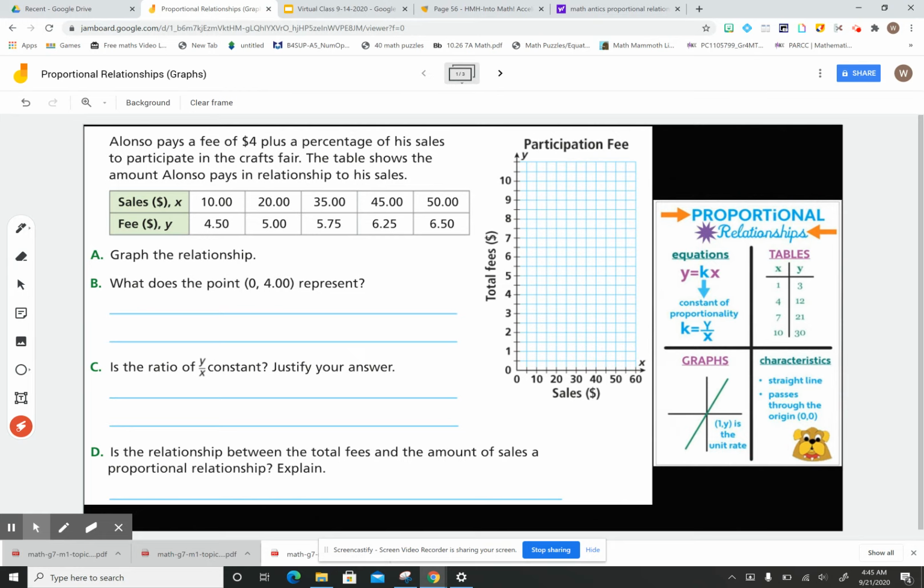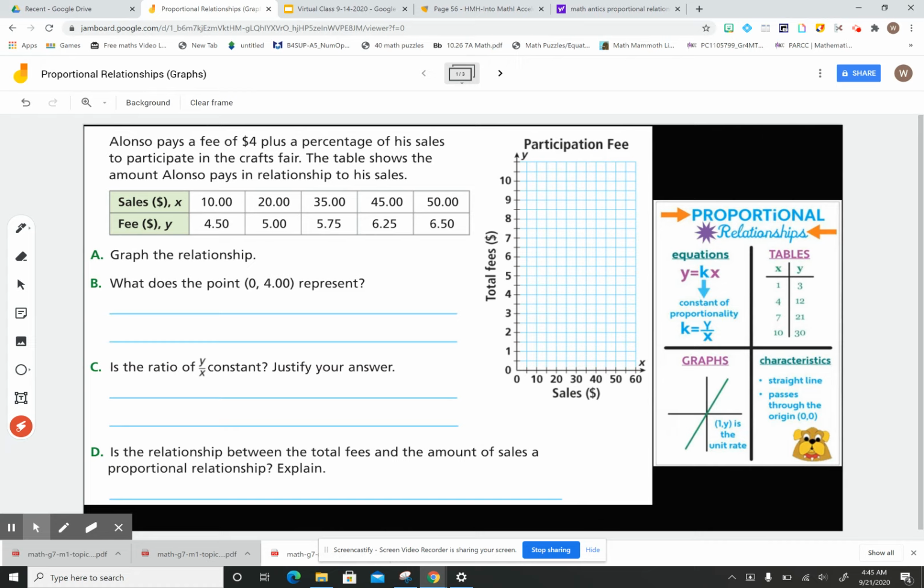So in a graph, a proportional relationship should have two characteristics. The first characteristic is it should form a straight line. Now, in order for a graph to represent a proportional relationship, it needs a straight line. Why a straight line? When you have a constant unit rate, it would form a straight line when you graph it. Okay? So the first characteristic is you need a straight line.